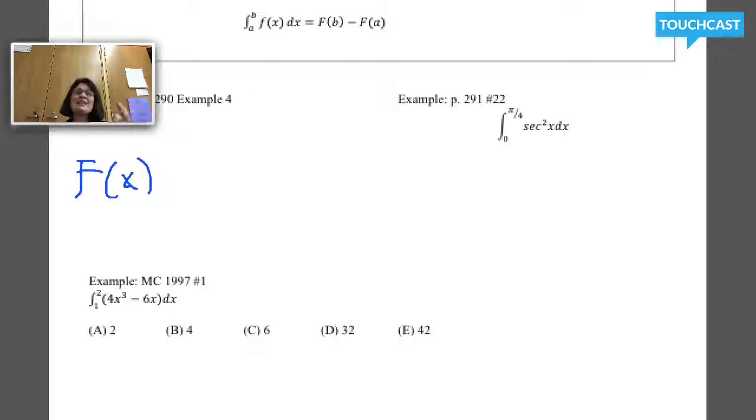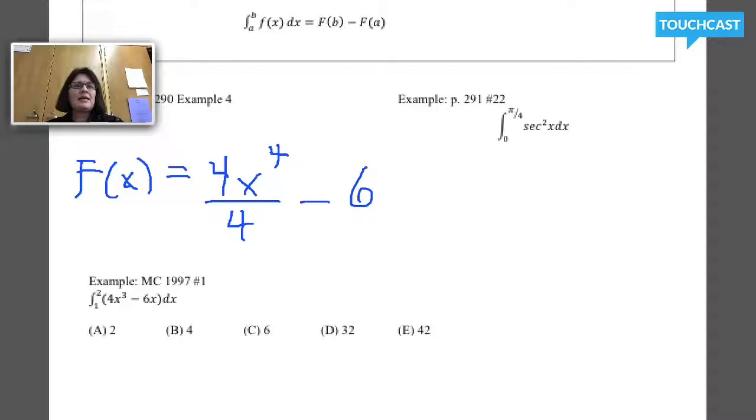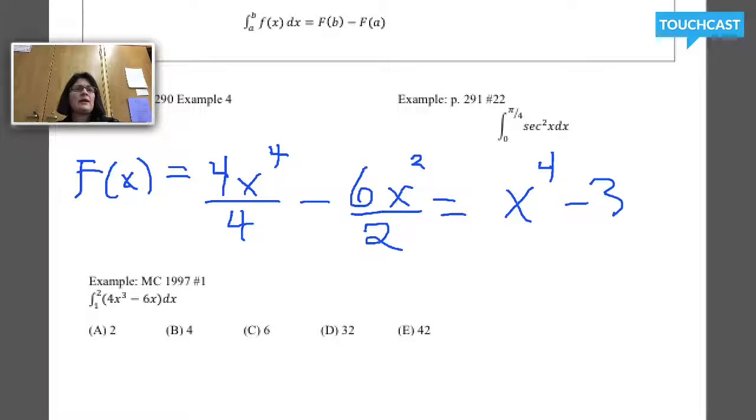So I'm going to increase my exponent by 1. So I had a 4. Here's my x. Instead of x cubed, it's going to be x to the 4th, and I'm going to divide by the new exponent. Minus, I have a 6. Instead of x to the 1st, I'm going to have x to one more exponent, so x squared, divide by the new exponent. It's not that important that you simplify, but you might find that the math in the next step is a little easier if I simplify. So I'm going to say that's x to the 4th minus 3x squared.